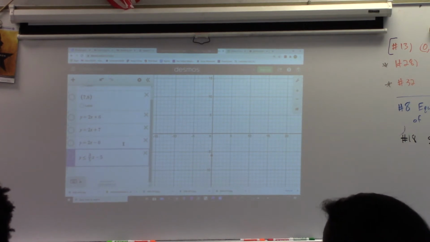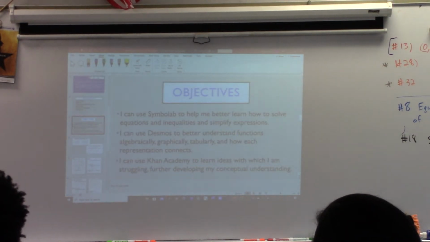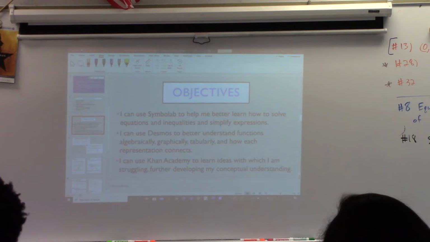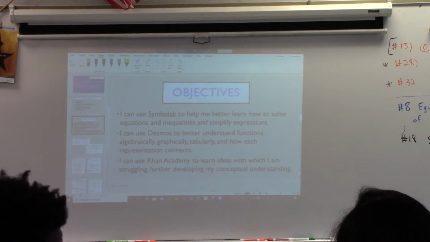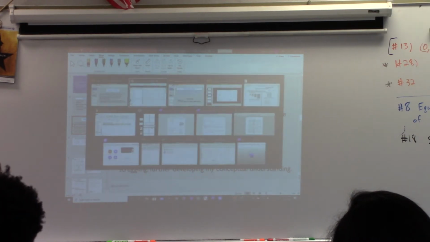I think if you remember and pay attention to the objectives, see, this is why we want to pay attention to the objectives. What are we going to use Desmos for? Functions. Yeah, I understand functions. Oh, algebraically, graphically, and tabular. Okay, and how those representations connect. Are we trying to understand a function when it's negative 2x plus 3 is greater than or equal to 6? No. What are we trying to do? We're trying to solve equations and inequalities. So where are we going to look to solve equations and inequalities? Symbolab. So go to Symbolab.